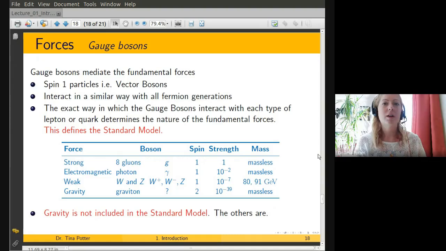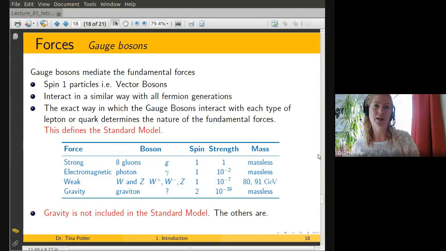And there's a symmetry in how they interact with all of the three fermion generations. So if you can understand how they interact with the first generation, you can copy paste that to the second and third generations. The way that these gauge bosons interact with the matter particles, with those fermions, actually determines the nature of the fundamental force itself. And this defines our standard model of particle physics. So let's have a look at this.